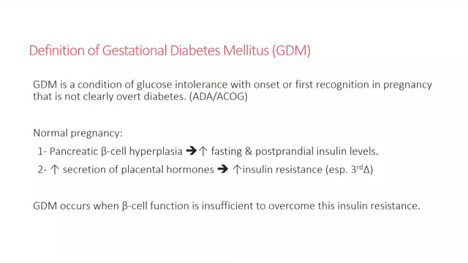And the American Diabetes Association. So what happens in the physiology of pregnancy? Typically we have increased pancreatic beta cell hyperplasia, and increased fasting and postprandial insulin levels. But in the third trimester, that's why we screen for it around 24 to 28 weeks, there's increased secretion of placental hormones, and they play a part in increased insulin resistance. That's why you see it more so in the third trimester. And gestational diabetes occurs when the beta cell function is insufficient to overcome this insulin resistance.